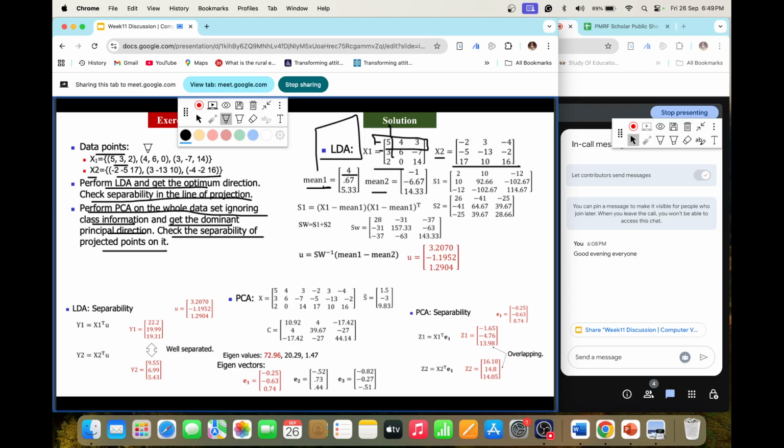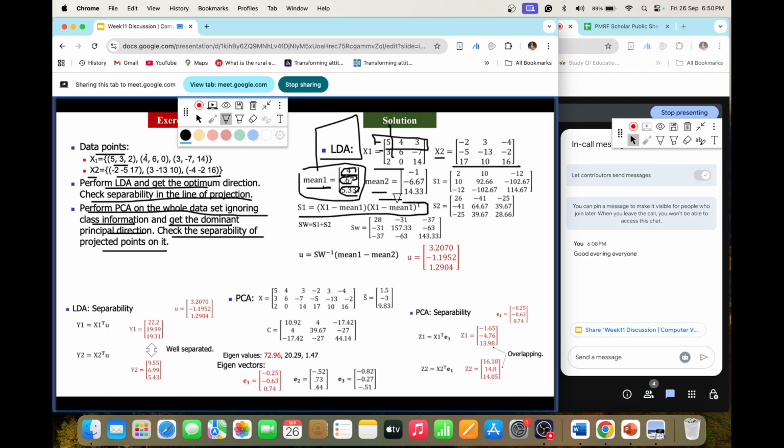So 4 is the mean of the first attribute: for the first data point this is the first attribute, for the second data point this is the first attribute, and for the third data point this is the first attribute. We sum up and divide by 3. Similarly, we get the mean of the second attribute and of the third attribute. By that we get mu1, the mean of the first class. Similarly, we calculate the mean of the second class.